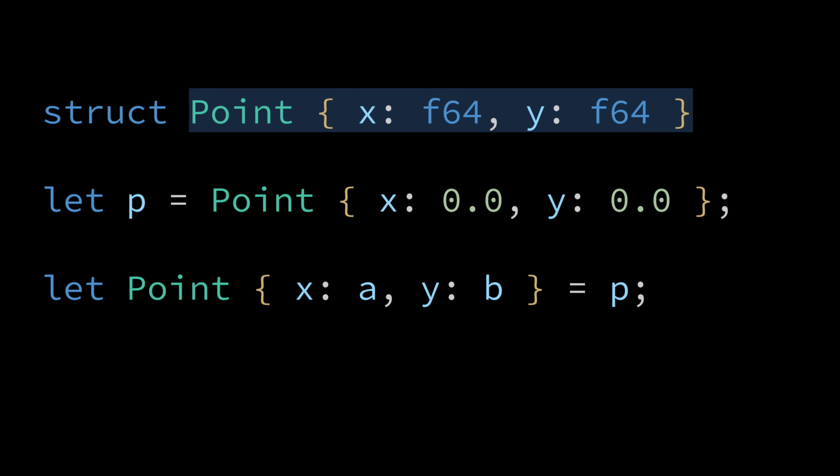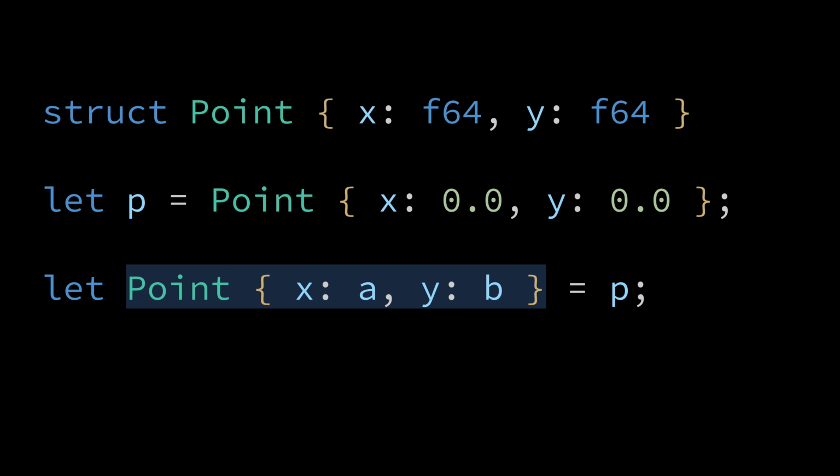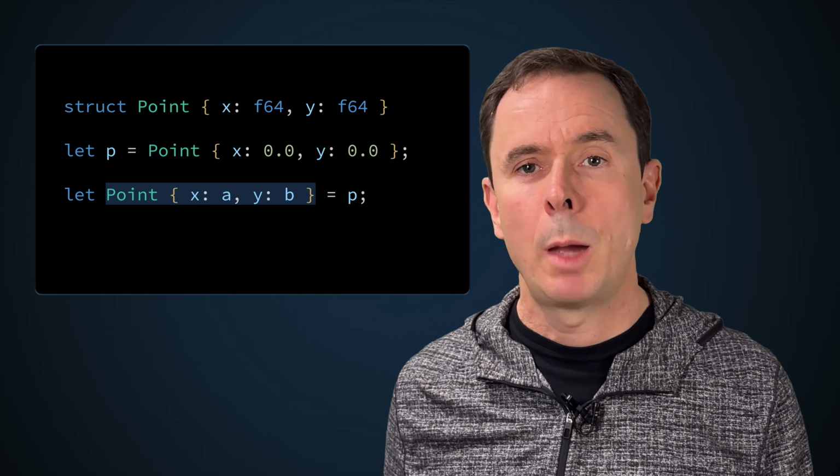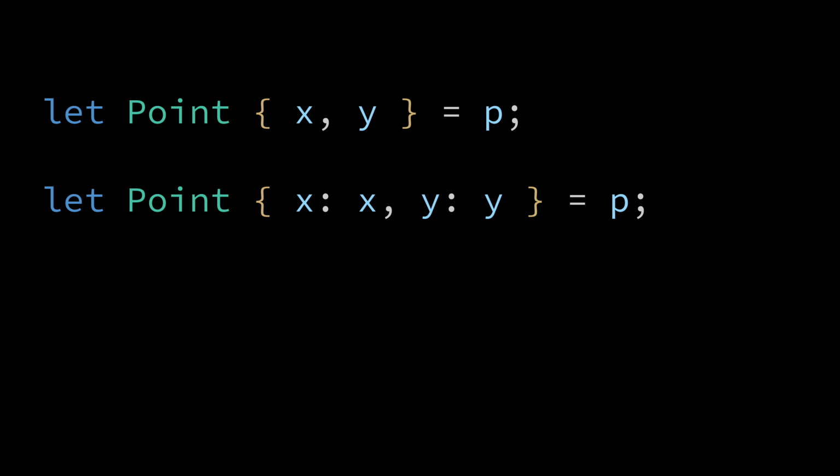A struct type declaration builds up a new type from the individual types of its fields. A struct expression builds up a value from the expressions for the values of its fields. And a struct pattern matches the whole struct and destructures it, so we can write patterns that access each of its fields. Now, in this example, I've chosen the variable names a and b to be distinct from the field names x and y. But if you're happy with variable names that are the same as the field names, then there's a shortcut for that. You don't have to say x: x, you can just say x, and you'll get a new variable with the value of the field x. So these two lines are equivalent.